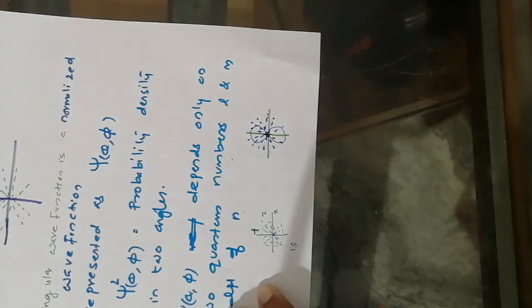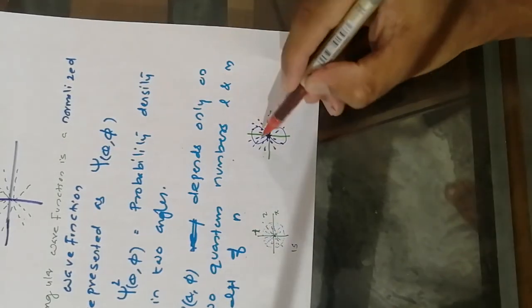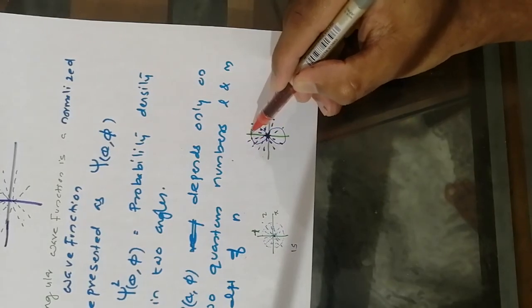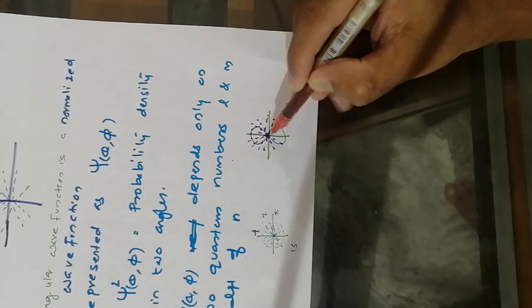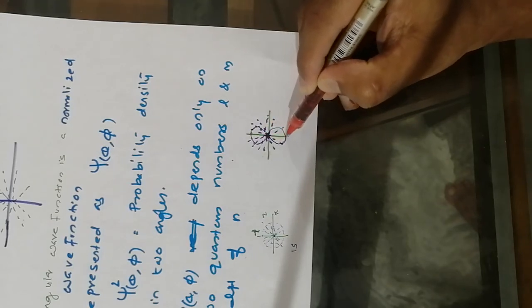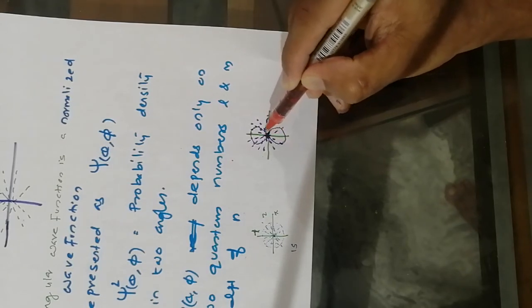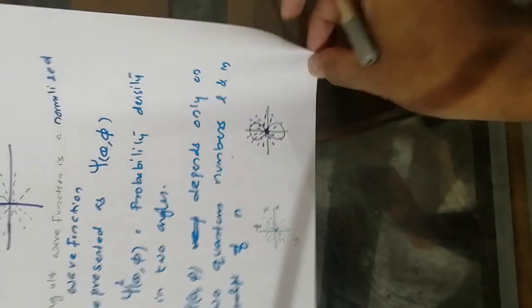and we mark the 90% probability density contour boundaries. When those boundaries are joined, you will get a dumbbell shape. Therefore, the angular wave function gives you the shape of the orbitals.